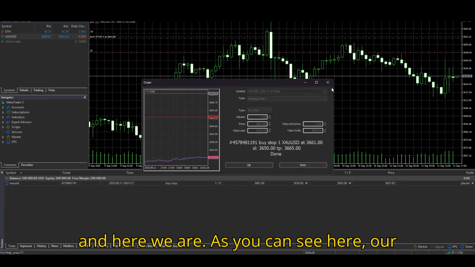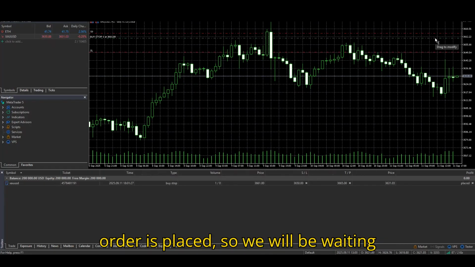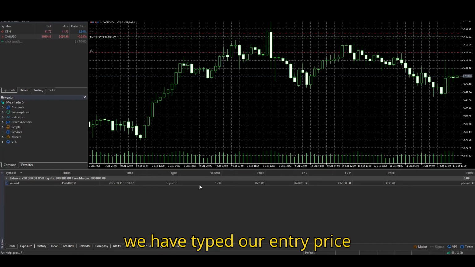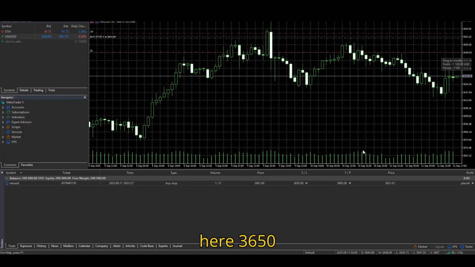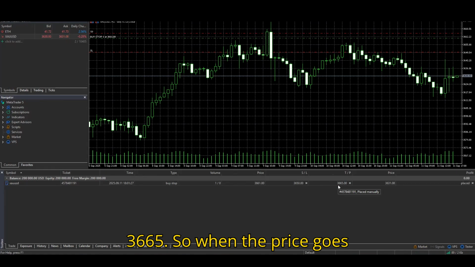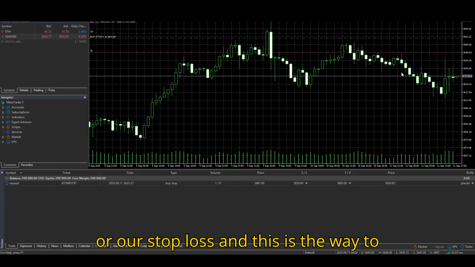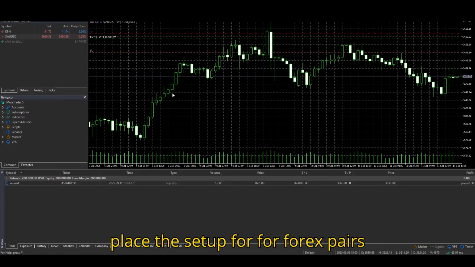And here we are. As you can see here, our order is placed, so we will be waiting for gold to go to this level where we have typed our entry price, 3,661. Our stop loss is set here, 3,650, and take profit is 3,665. So when the price goes here, it's going to hit our take profit or our stop loss. And this is the way to place the setup for Forex pairs and stocks.